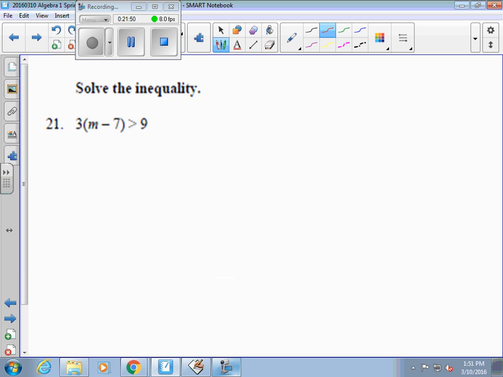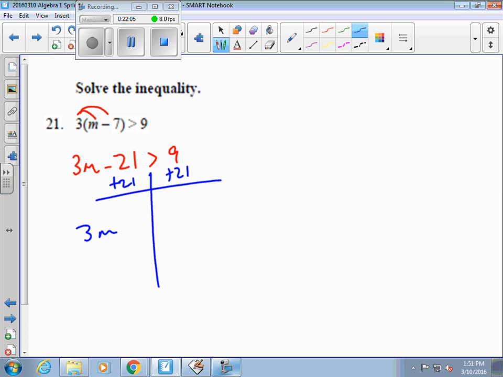Solve this inequality. 3 times m minus 7. Distribute 3 times m and 3 times negative 7, minus 21, is greater than 9. Undo minus 21 by adding 21 to both sides. So 3m, 9 plus 21 is 30. No reason to reverse the symbol.